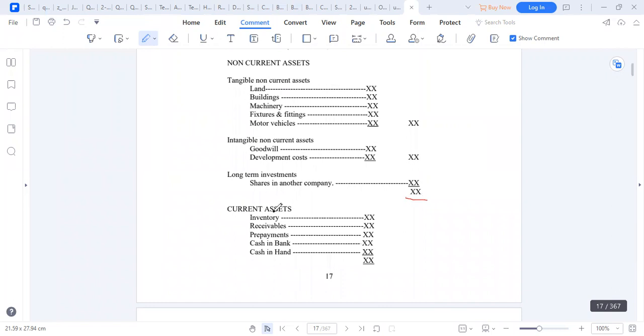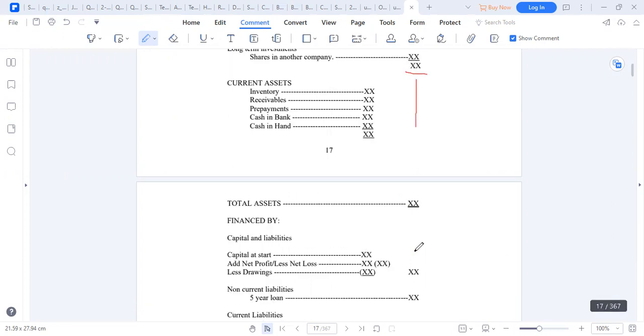Then we go to the current assets: cash at hand, cash at bank, prepayments, receivables, and inventory. You see how the order is in order of liquidity, the total there. Then you can total up these assets together to get what we call the total assets here. Then we go to financed by capital plus liabilities. So we have capital at start.